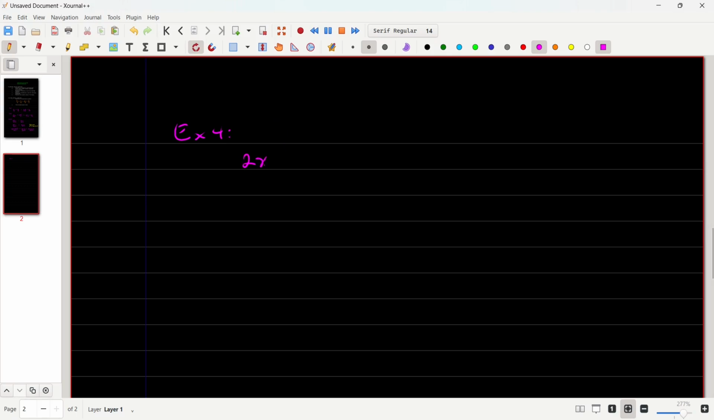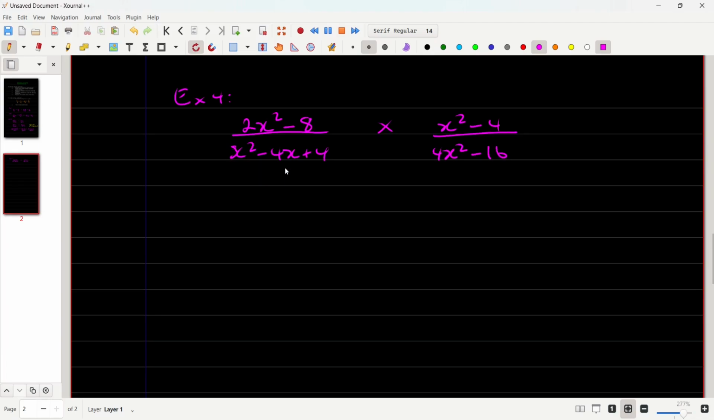Let's say (2x squared minus 8) divided by (x squared minus 4x plus 4). And let's put this multiplying by (x squared minus 4) all over (4x squared minus 16). All right, so first thing we want to do is factorize. So I'm going to say factorize.